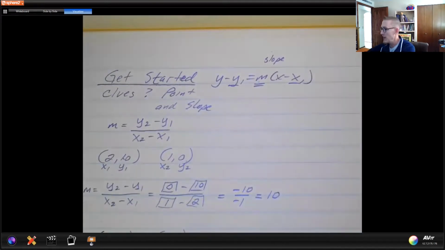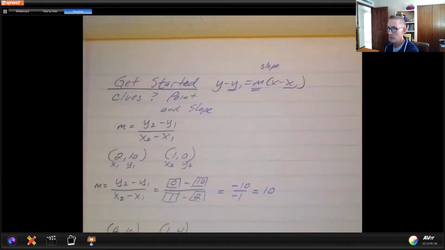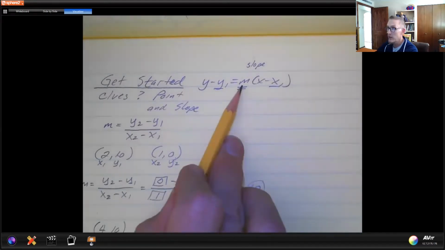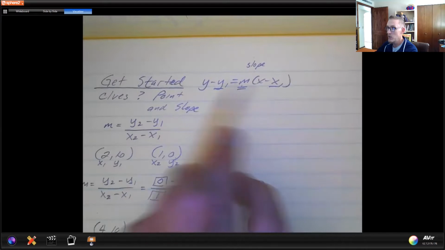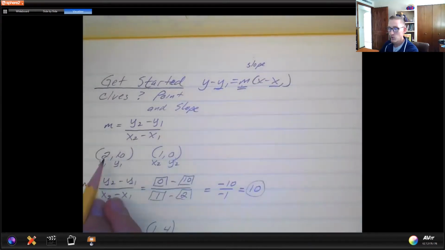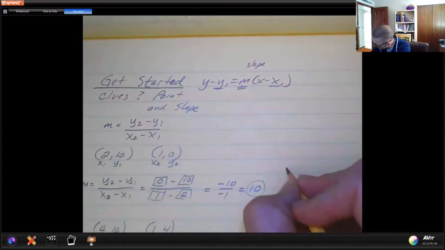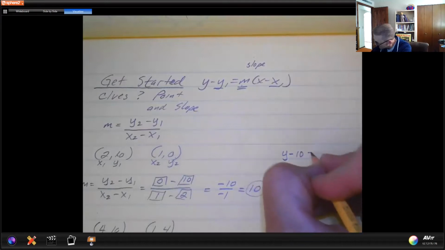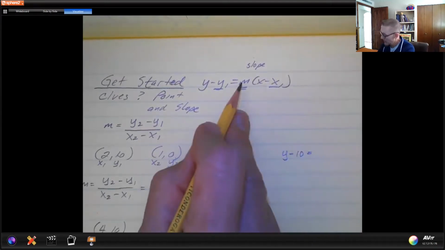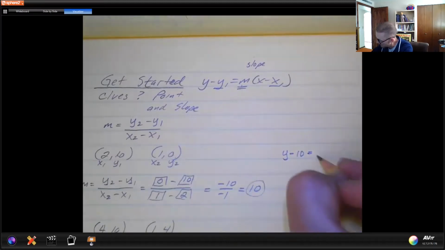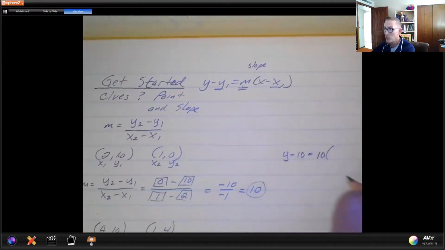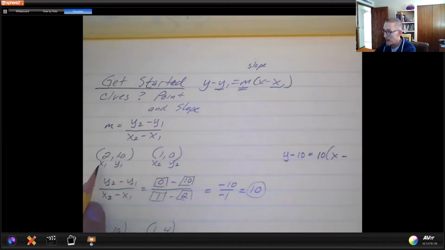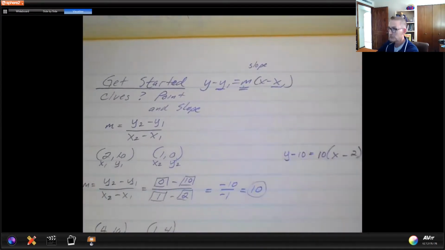Now that's the first step: finding the slope. The second step is to take this slope and plug it in for the letter m, and then your x1 and your y1 come from the point. So again, we're going back to before. This becomes y minus y1, so y minus 10, equals m, and we just found that m was also 10, just a coincidence on this problem. And then it's x minus x1, so x minus 2, since my x1 is 2.